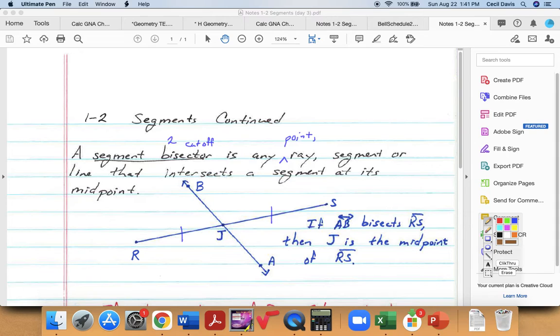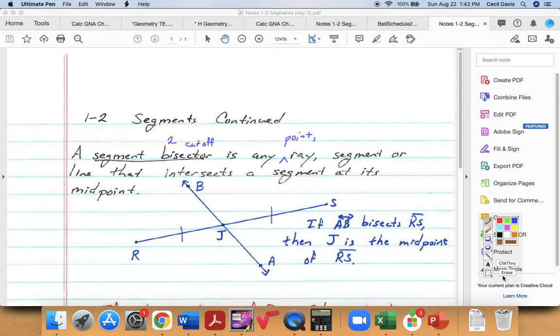Your book is big on saying things like, if point J bisects segment RS, it's easier just to say if point J is the midpoint, but your book likes to say that it's a bisector. And again, just think, oh, well, that means that's got to be the midpoint, and then use whatever you need to do the midpoint problem.